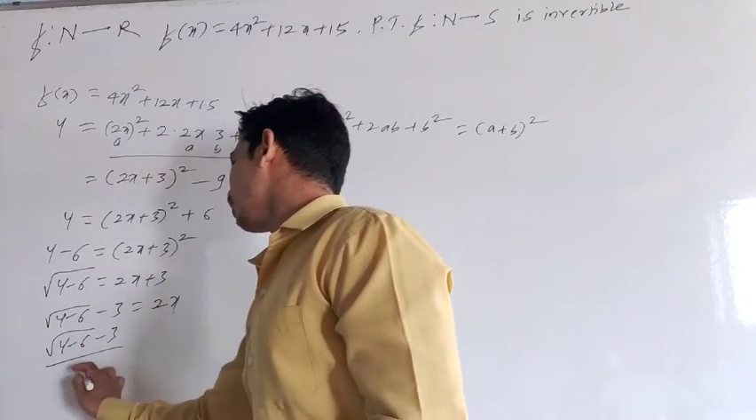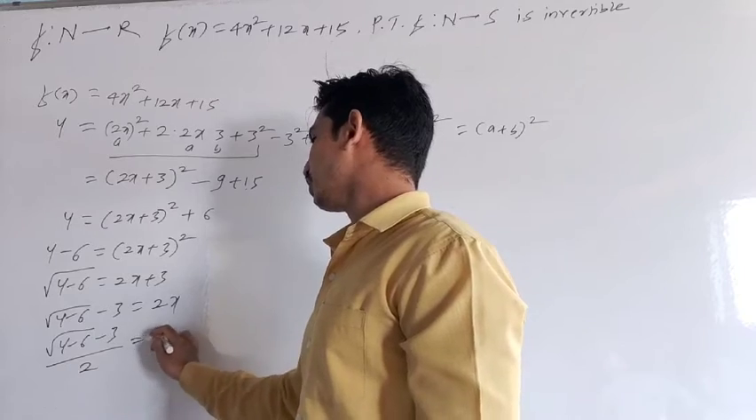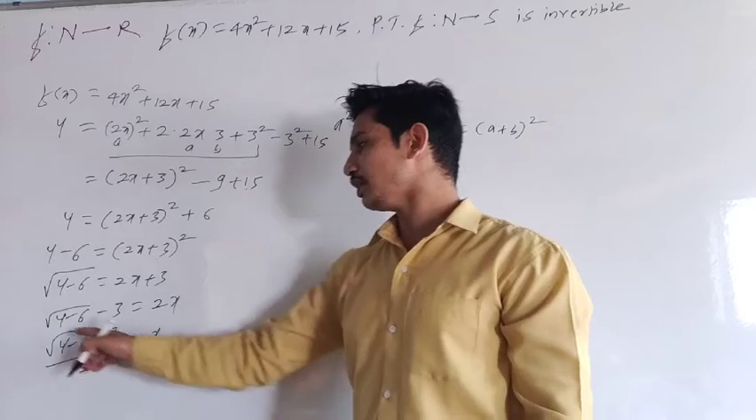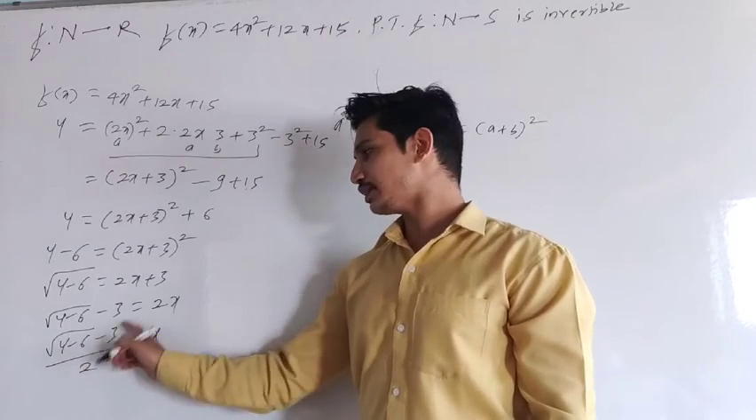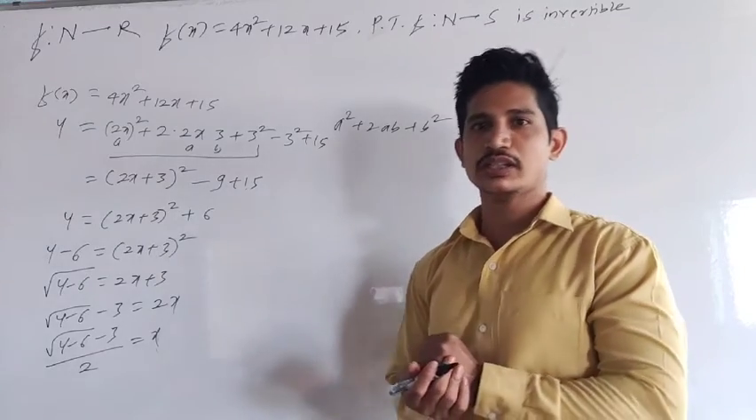So divide by 2 is equal to x. Clear? So therefore the value of x is (√(y − 6) − 3)/2. So that is the value of x we got here.